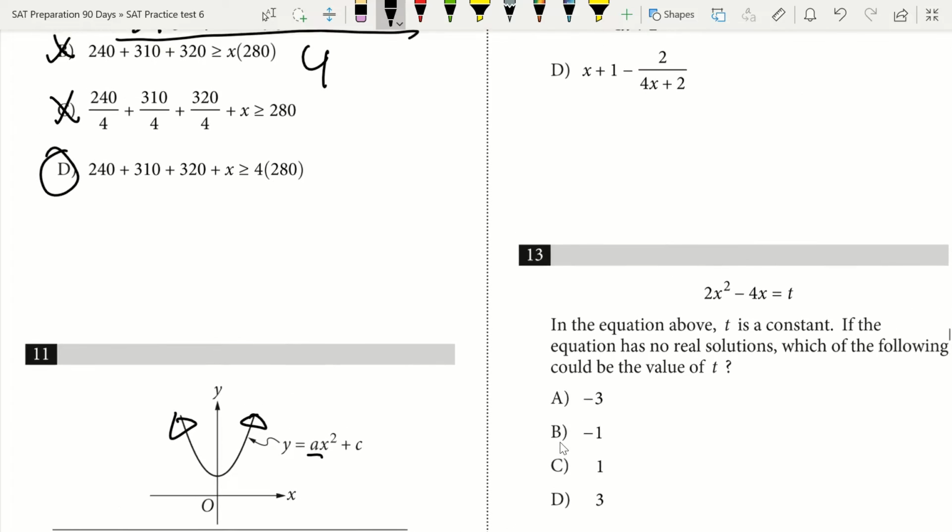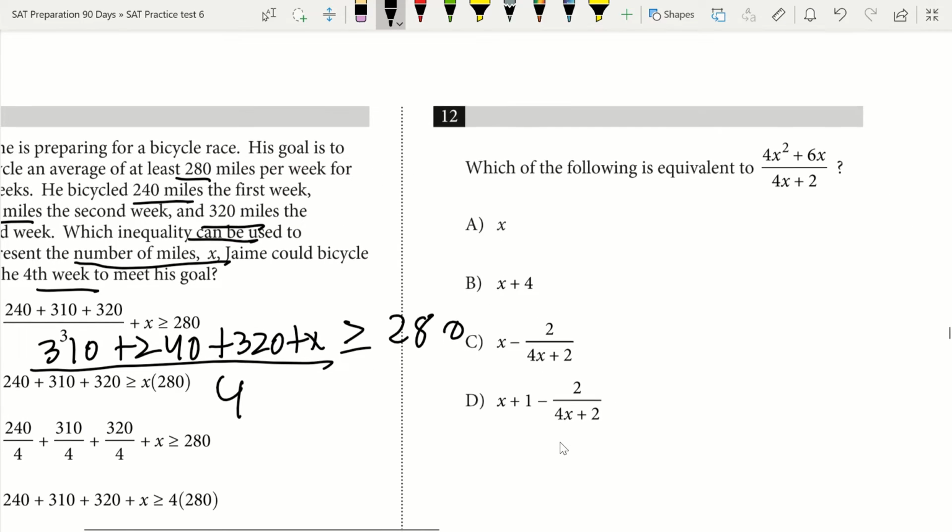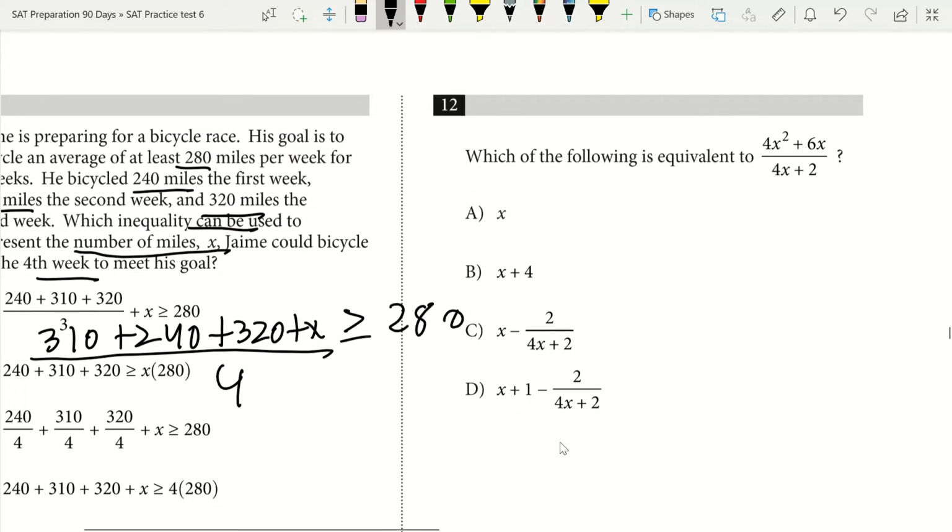All right, going up, we got question 12. Which of the following is equivalent to 4x squared plus 6x all over 4x plus 2? All right, so what we're going to have to do here is find what's equivalent to it. So what we're going to do is divide.